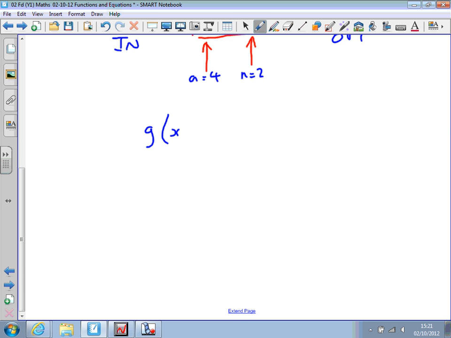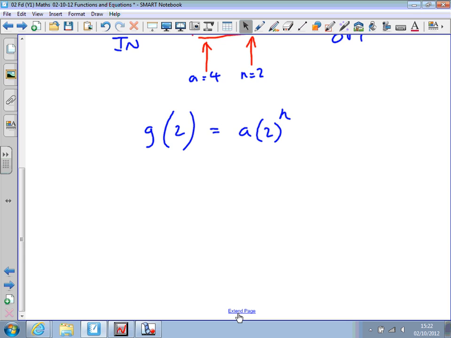g(x) equals... we've had g(x) equals, so if I wanted to know what g was for a particular value, I'd say g for 2. So that would mean I'm going to let x equal 2, equals a 2 to the n. So given a and n, I could work out what a 2 to the n was. So that's the way we represent functions.